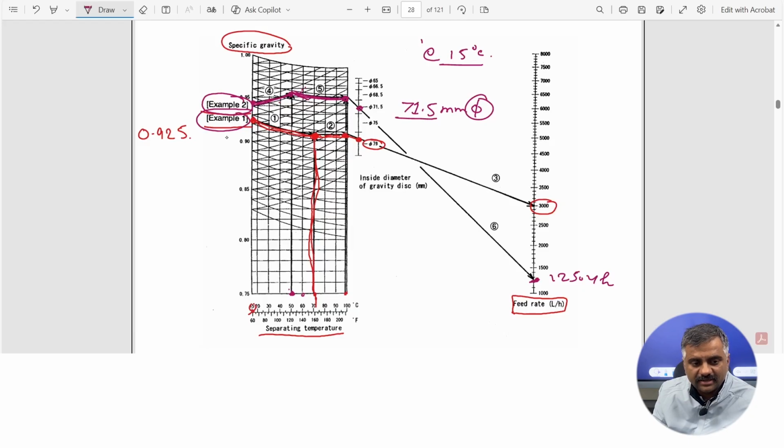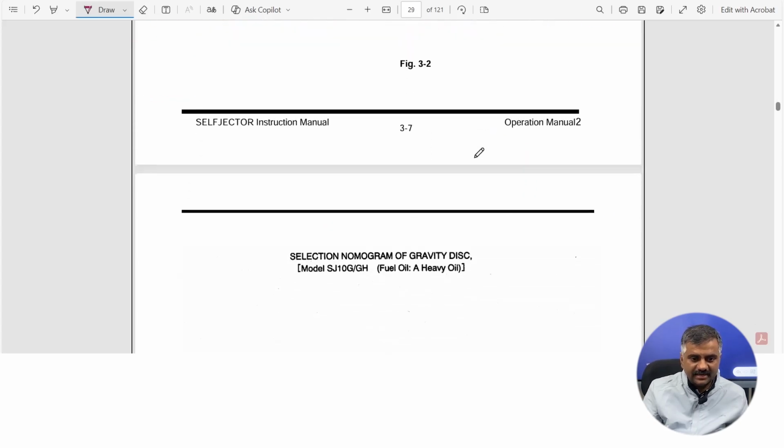The best case is that you are aware of the specific gravity at 15 degrees centigrade, so you can directly take a falling curve and match it with the separation temperature we are willing to keep, as per the previous explanation, match it with 98 degrees and then cross it. So that is how the gravity disk is decided.